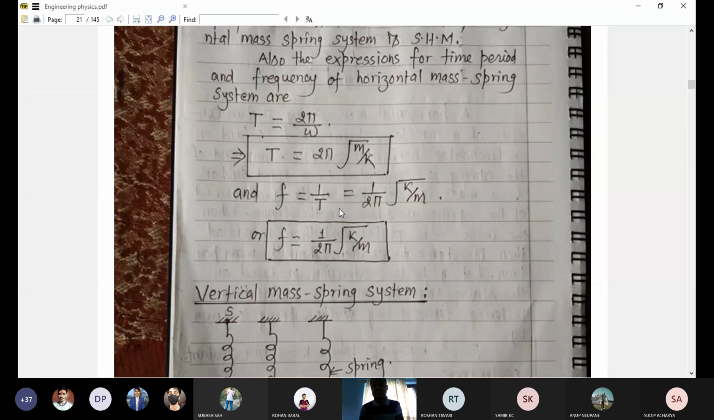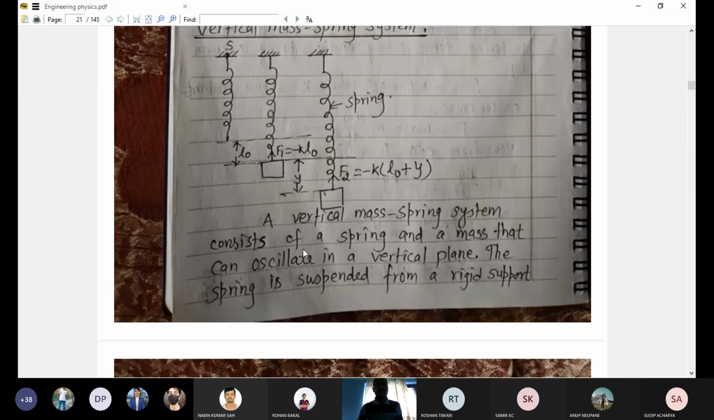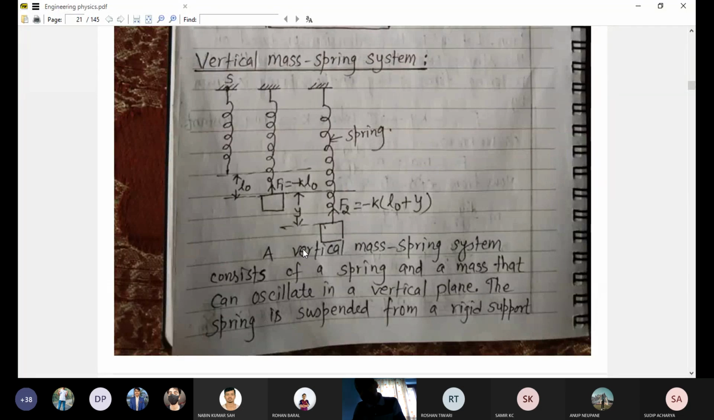And from that you can easily derive the equation in the form d square y by dt square plus omega square y equal to 0, which will be the differential equation of linear simple harmonic motion. And from that you can say the motion of horizontal mass spring system is simple harmonic motion. And after knowing the value of omega, you can easily determine the equation of time period as well as frequency of oscillation. Yes. Now another example of SHM is vertical mass spring system.